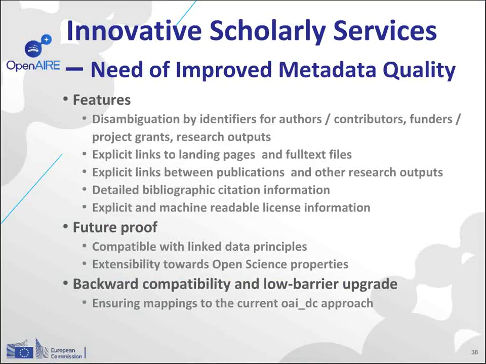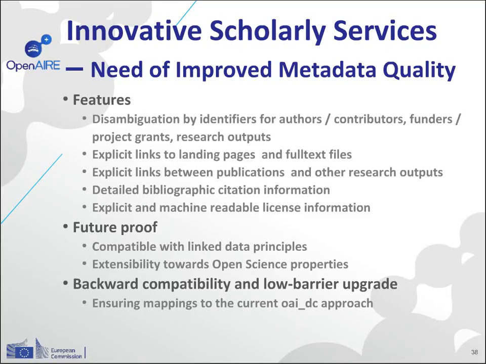We identified some issues that need to be improved regarding the metadata quality. So, for instance, we want to disambiguate authors, contributors, funders, projects, and links to other research outputs. So we need to have identifiers in place and a structured way to embed this information in the metadata. We want to find explicit links to landing pages or full text files in metadata. At the moment, for instance, we provide a URL in DC identifier, but actually we don't know the meaning of this kind of URL.